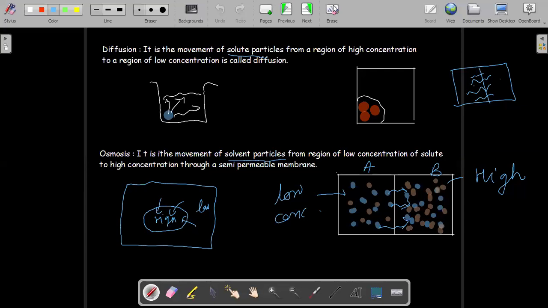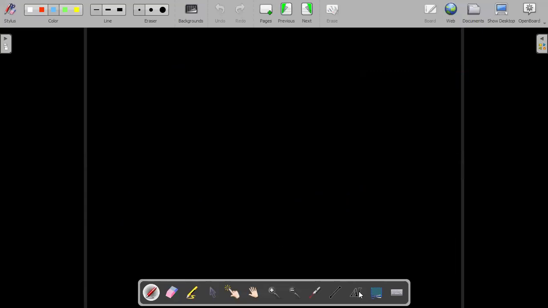Sir, about the resin, if we keep it in water, it swells up. Doesn't it come under a hypotonic solution? First of all, see what hypo, hyper, and iso are. This concept we call the tonicity of a solution.